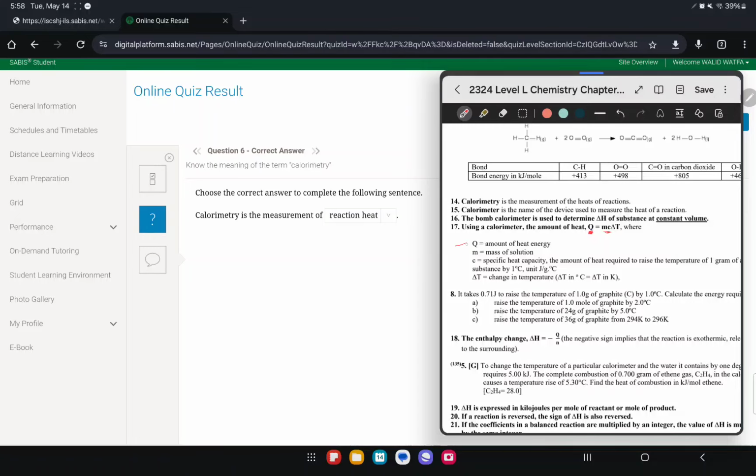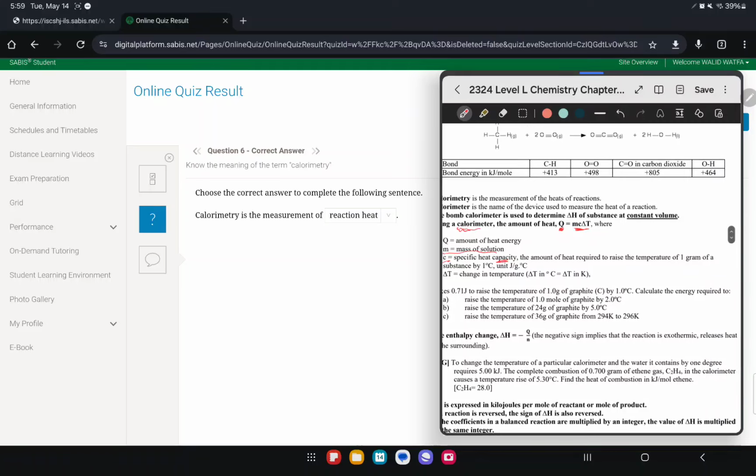What is Q? Q is the amount of energy needed to heat. Not needed to heat. Q is the amount of heat energy produced, detected in the calorimeter, because the calorimeter is the one that measures the heat. Okay, and then the amount of heat detected is called Q. What is it equal to? It's equal to MC delta T. M is the mass of the solution. C is the specific heat capacity.